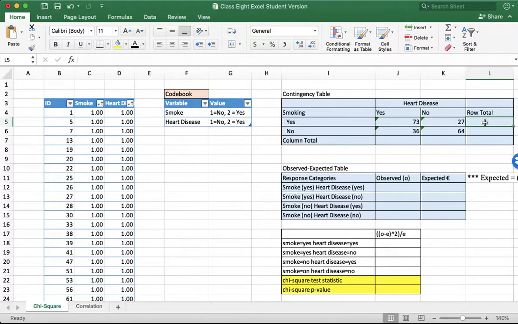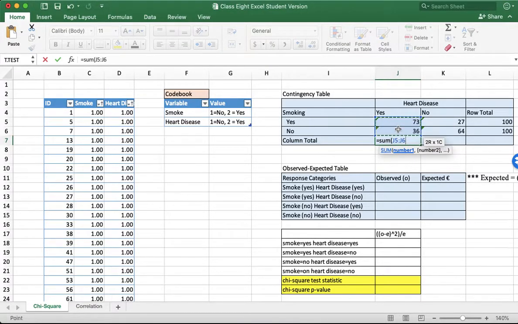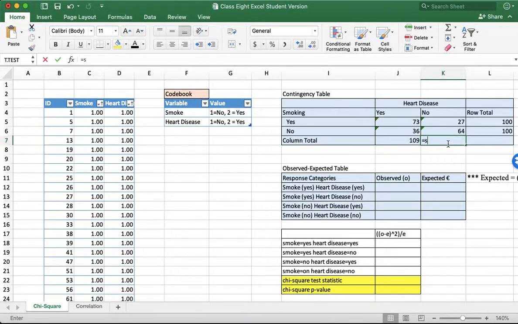So for our row totals, what we want to do is an equal sum, and then we'll want to include the cells for all the people who smoked. And here we'll do the same, equal sum, all the people who did not smoke. And then for our column totals, we'll want to sum all of the people who had heart disease. And then here we will want to sum all of the people who did not have heart disease. And lastly, for our total number of people in the sample, we'll want to sum all of our response cells here together. And we can see that we have a total number of 200 people in our sample.